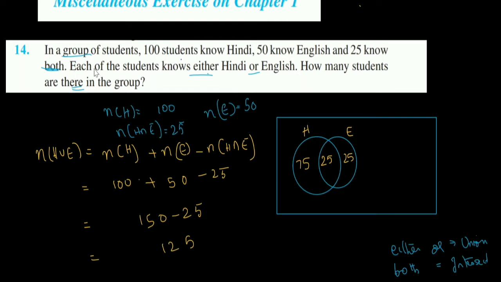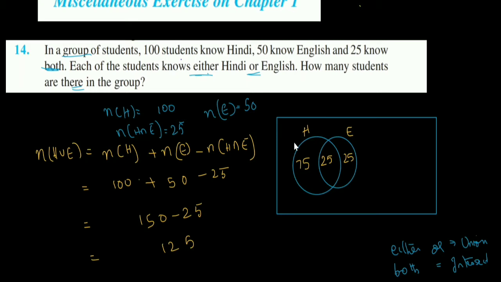In a group of students, they all know either Hindi or English, so we have to find H union E. What is the formula? N of H union E equals N of H plus N of E minus N of H intersection E. N of H is 100, N of E is 50, minus both is 25. So 150 minus 25 is 125. So there are 125 students in the group.